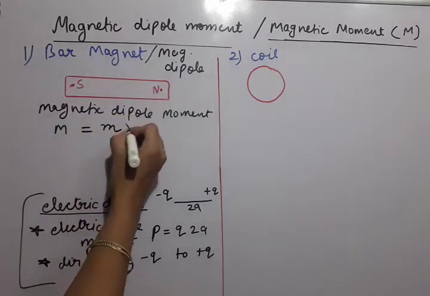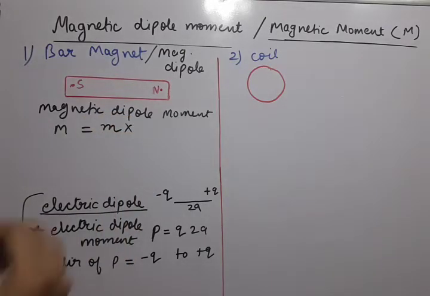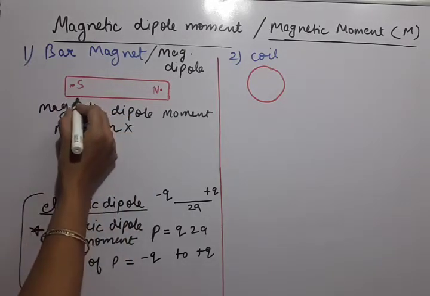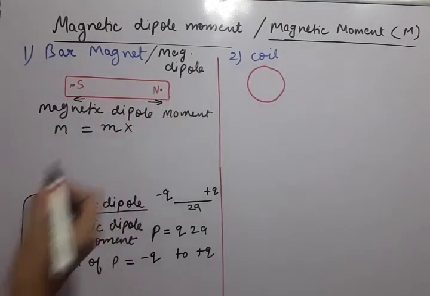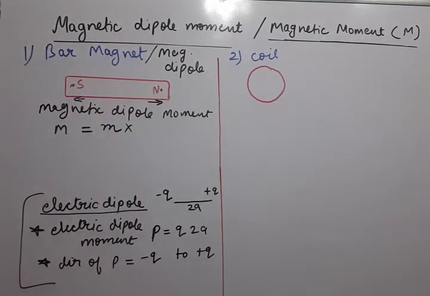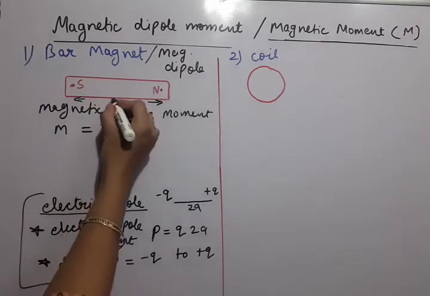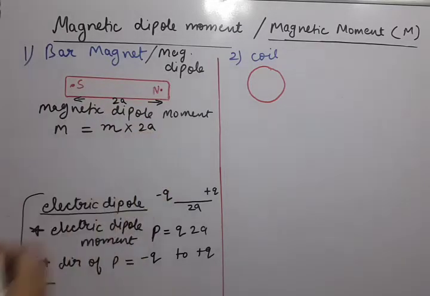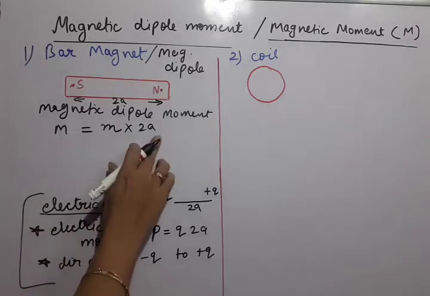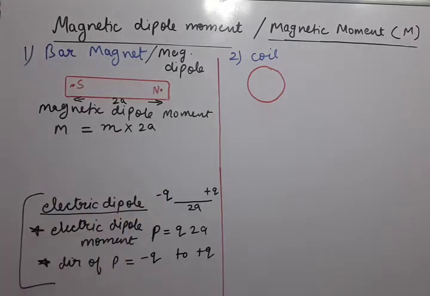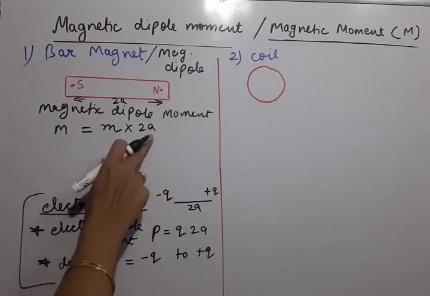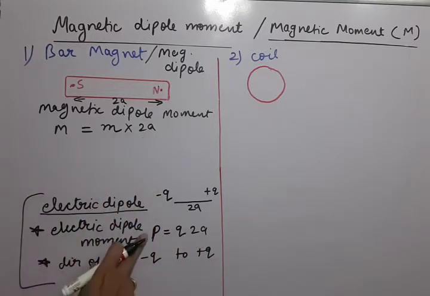Into, we want the distance, only the distance between the two poles. Suppose the distance is 2a. So I will write 2a here. So the capital M formula is m into 2a. This way, it is the same formula: q into 2a here and m into 2a here. Here the symbol is P, and here the symbol is capital M for dipole moment.